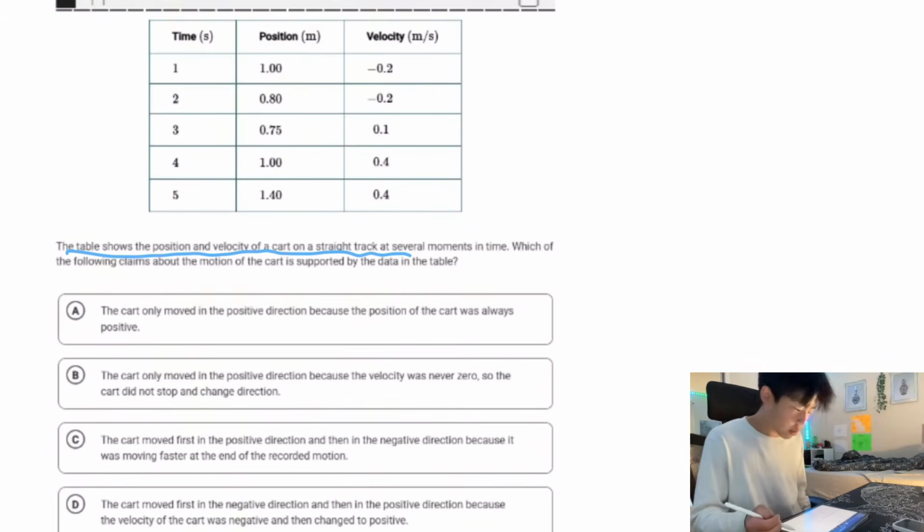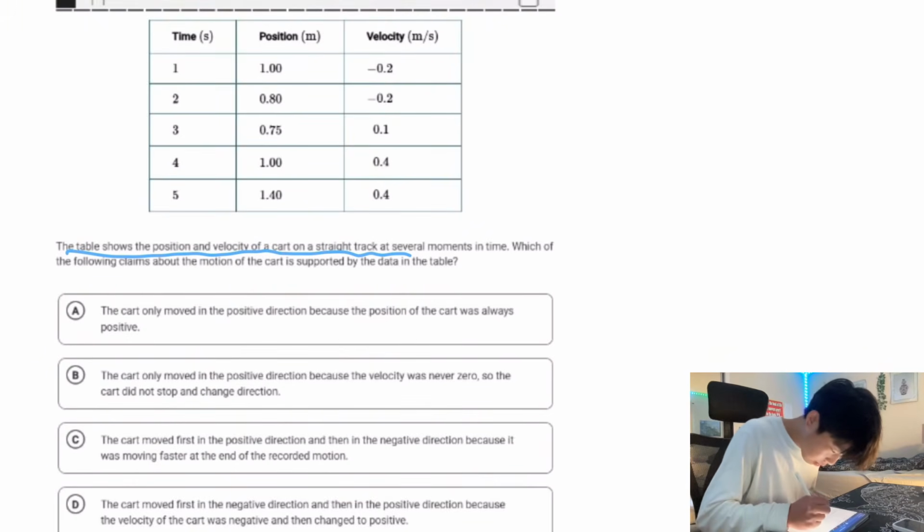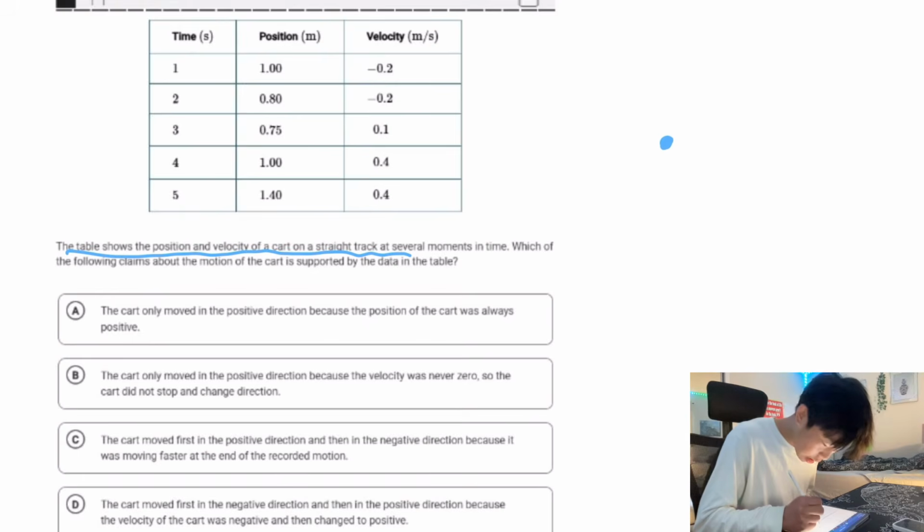So this next question says, the table shows the position and velocity of a car on a straight track at several moments in time. So basically it's saying, this is going to be the starting point. At time 1, it's going to start here. Time 2, it's going to go backwards. Here, let me add a pink thingy. And then time 3 is going to go a little more backwards. And then time 4, it's going to start going forwards. And time 5 is going to go even more forwards.